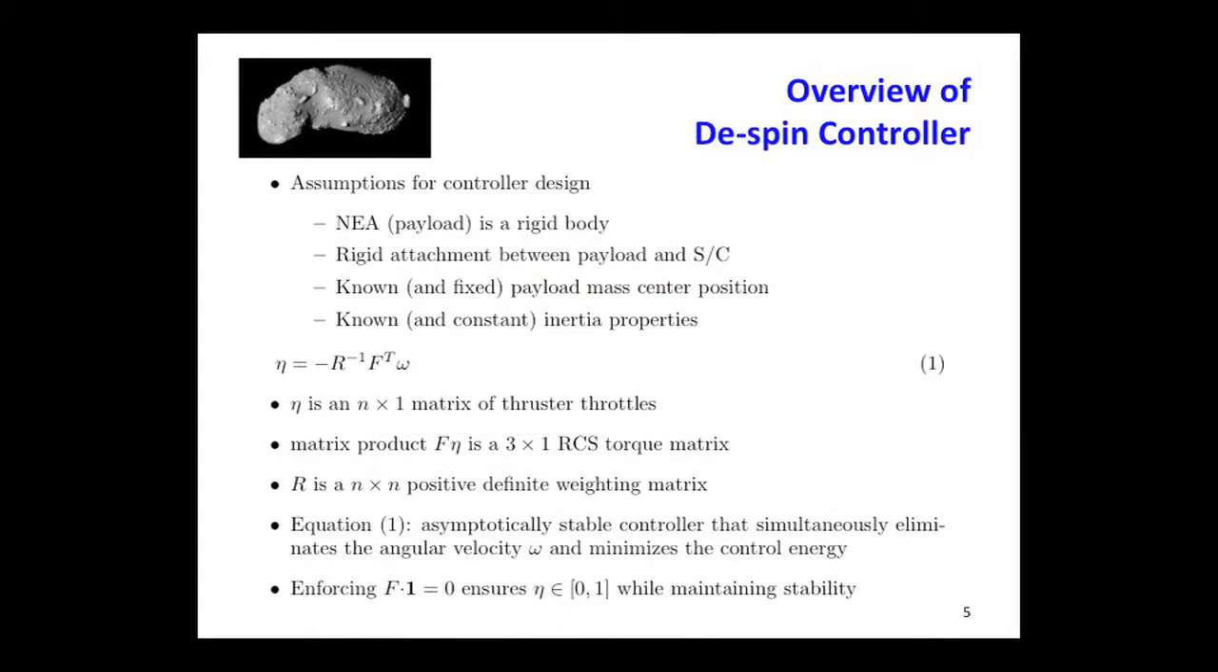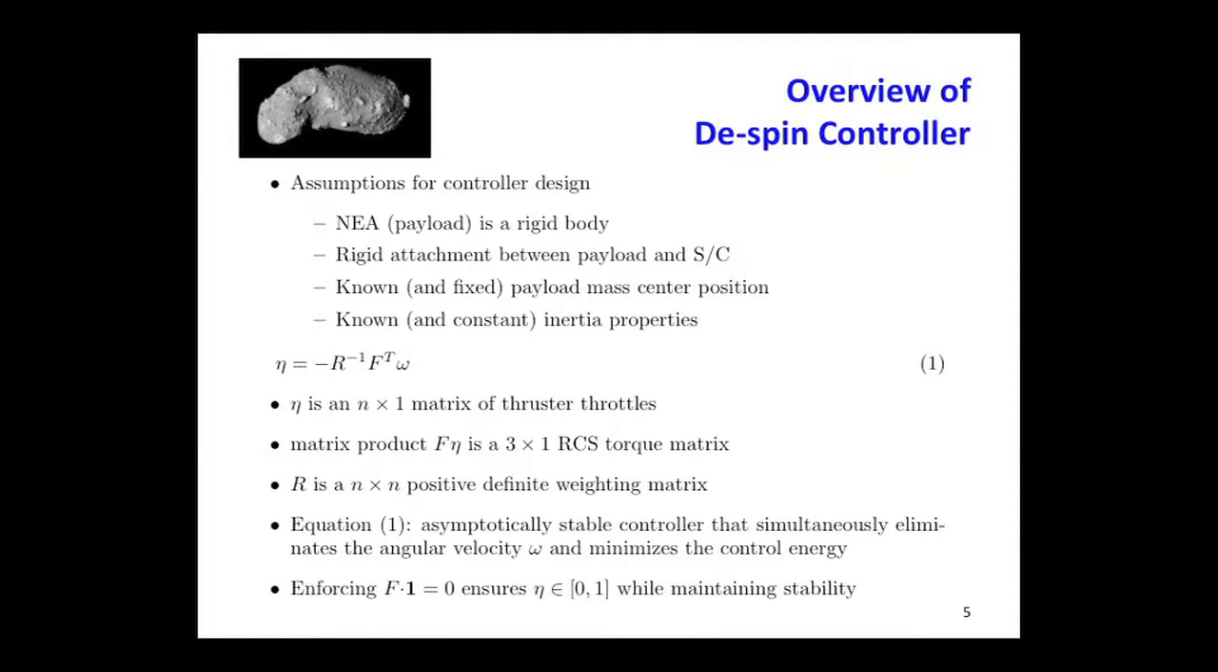The third controller is the de-spin controller. After the asteroid is captured or a boulder is picked up and ascended to a safe distance away from the parent NEA, the combined body needs to be de-spun to prepare for the next phase of flight. In designing that controller, we made 4 assumptions. First, we assume that the payload is a rigid body, and the spacecraft, of course, we assume it's a rigid body, and also the connection between the boulder and the spacecraft is a rigid connection. And we assume that we know the mass properties, like the center of mass and the inertial properties.